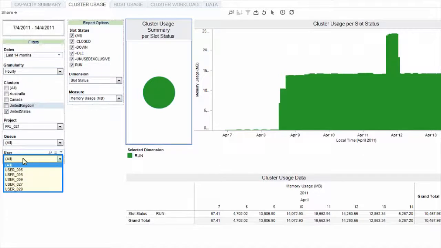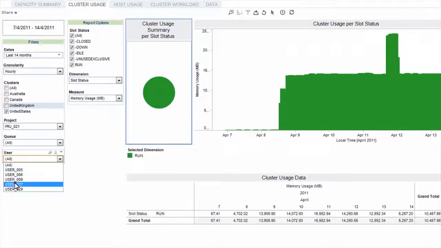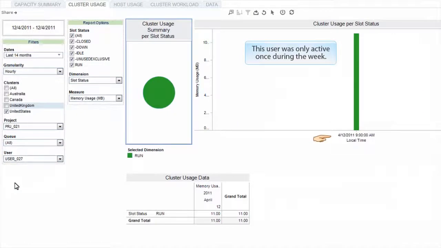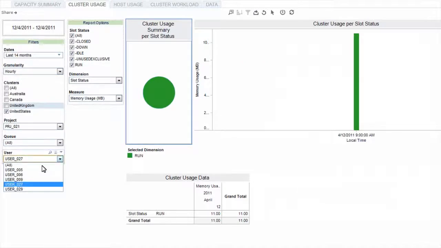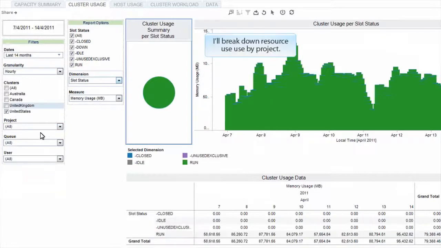If I select users, the list of users is constrained to include just those working on Project 21. I can look at the resources used by just one user if I choose. This user was only active once during the week. I'll restore the view to include all projects and users. I'll break down resource use, in this case memory, by project.